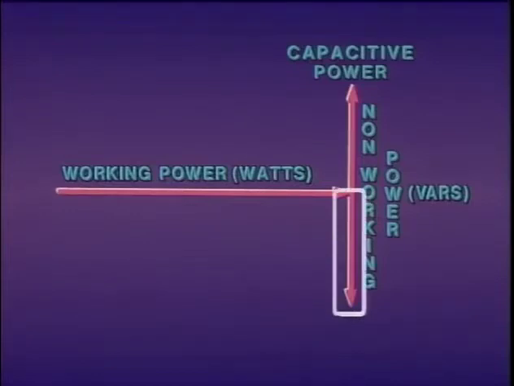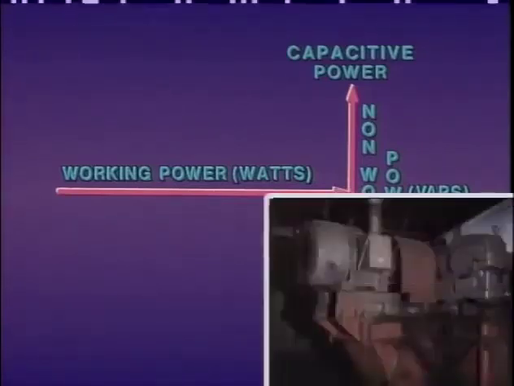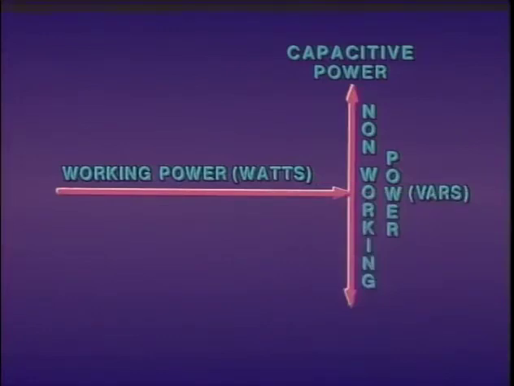The lower half of the vertical line represents a condition that is the direct opposite of capacitive power. This condition is non-working power that is a result of magnetizing current, such as the magnetizing current required by induction motors. This kind of non-working power is referred to as inductive power.